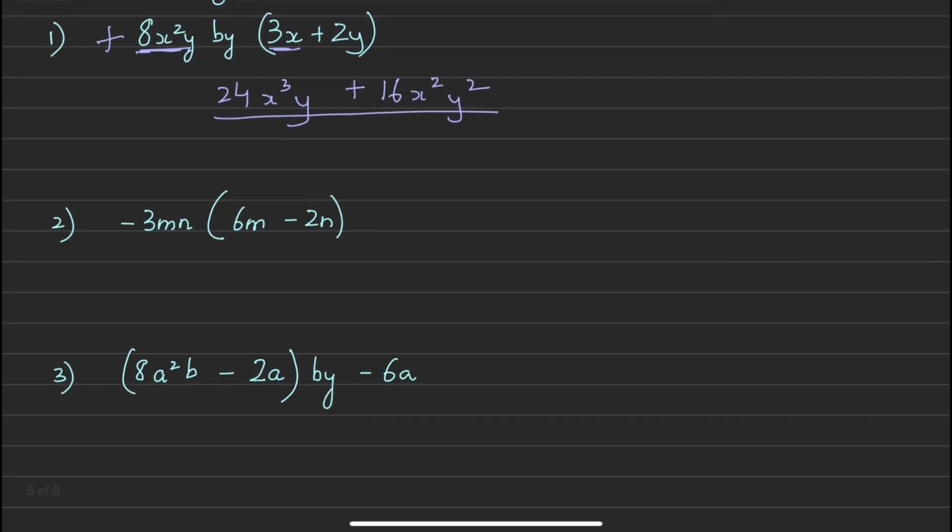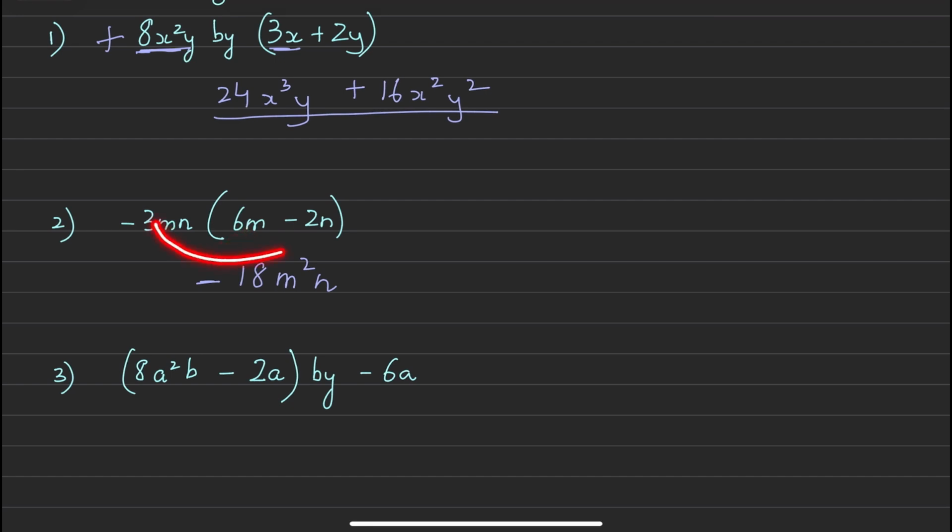Next one. First, what are we going to do? Multiply this with this. Forget about this full thing. First only multiply these two. Then forget this and multiply these two. Okay, so that's how the steps are going to be. First deal with the signs. Negative 3, positive 6. Negative. First negative. 3 6s are 18. Total number of m, 2. 1n. We are done with the first part.